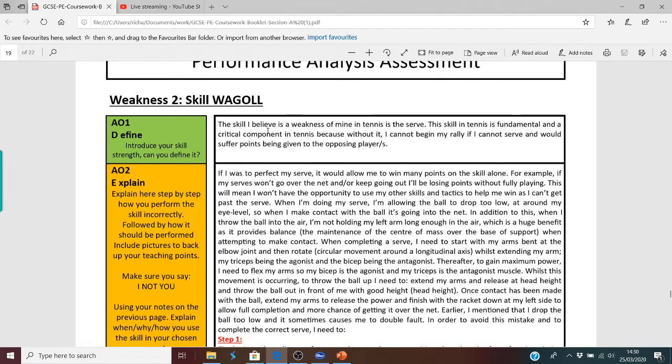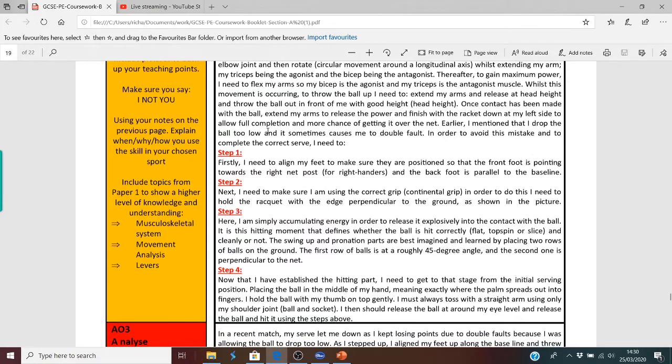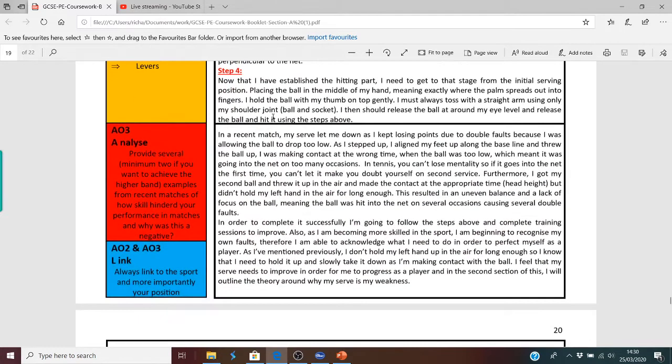Earlier I mentioned that I drop the ball too low and it sometimes causes me to double fault. In order to avoid this mistake, I would complete the correct serve. I need to, and then they go through all the points that they need to do to then maybe change their technique, or how the technique should be performed. So they've gone through 4 different steps to say how the technique should be performed and how they're not doing that correctly. They're then analysing what the problem is within a game situation.